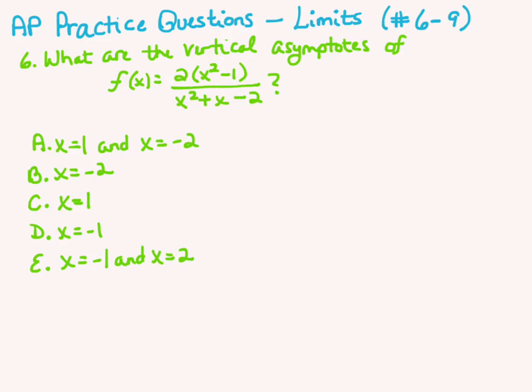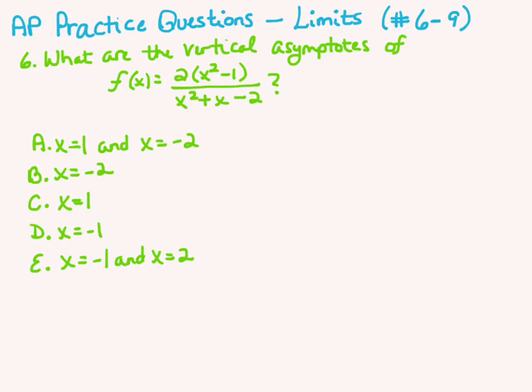Let's look at some AP practice questions that are related to limits. Here on question number 6, we're asked to find the vertical asymptotes of f of x, which is a rational function. Whenever you're looking for the vertical asymptotes of a function, the first thing we should do is determine what values of x make our denominator equal to 0.